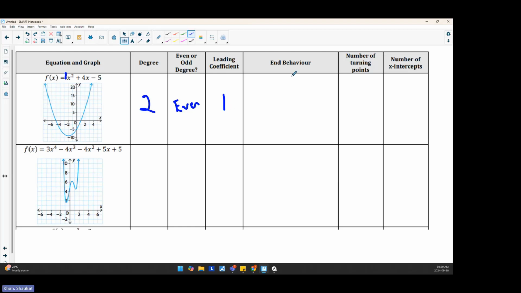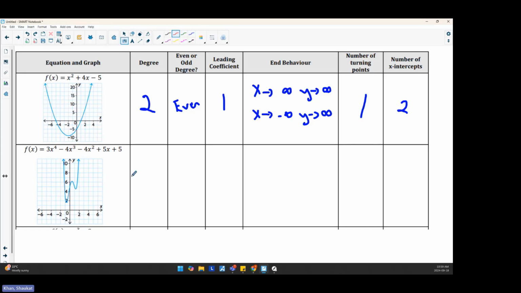End behaviors. As x goes to positive infinity, what's happening to y? Y in this case is also going to positive infinity. As x goes to negative infinity, y is also going to positive infinity because it's just going up and up. Number of turning points: this has 1 turning point, and it has 2 x-intercepts. So that's basic stuff, nothing too difficult.